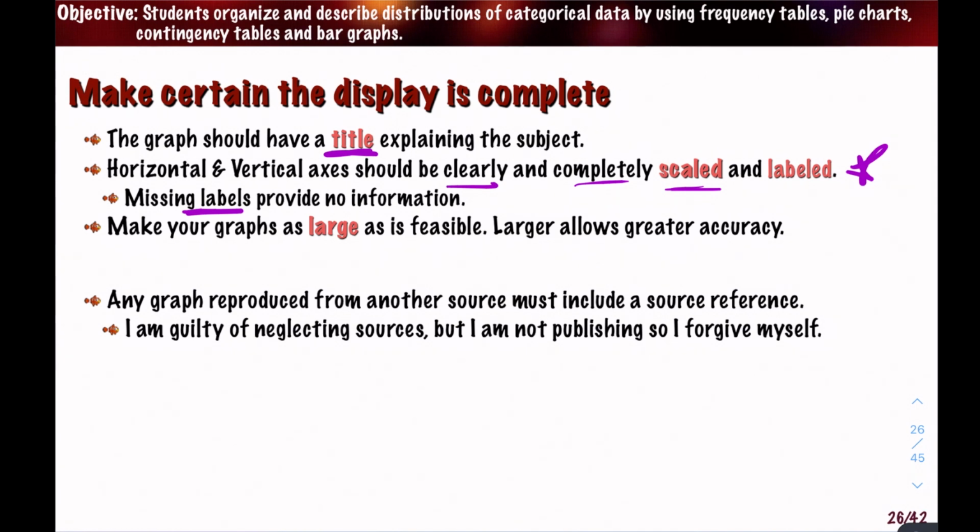Make your graphs as large as feasible. Don't just say, I got a small piece of paper that I'm trying to fit this on. No, make them legible. Larger allows for greater accuracy. And any graph reproduced from another source must include a source reference. I know I am guilty of neglecting sources, but I'm not publishing, so I forgive myself. But if you are going to write a research paper down the line and use someone else's work, you need to source it.